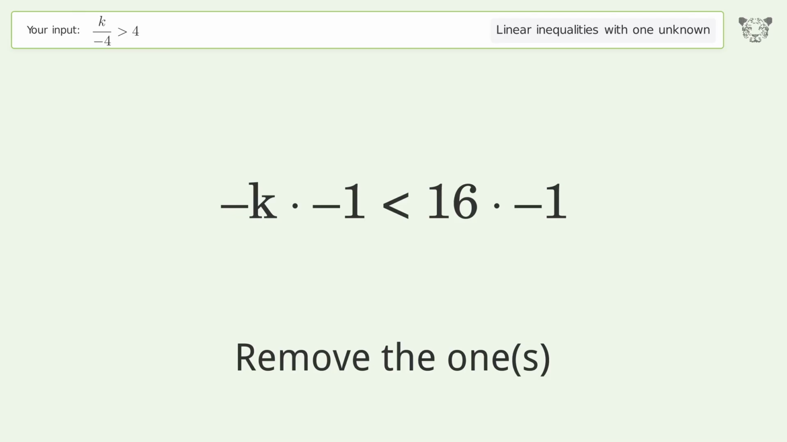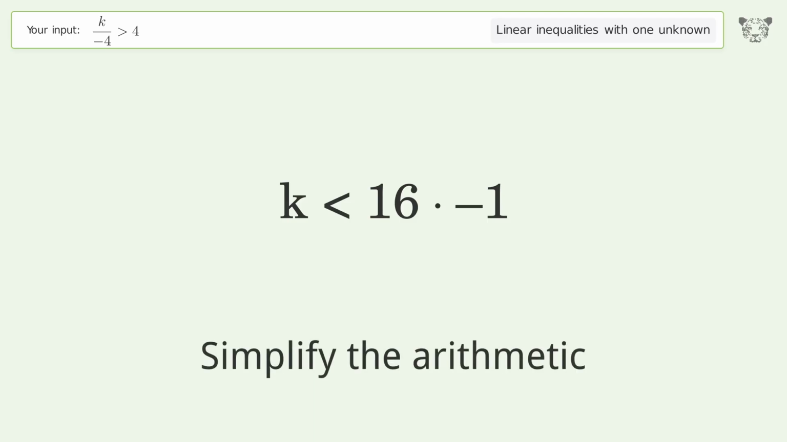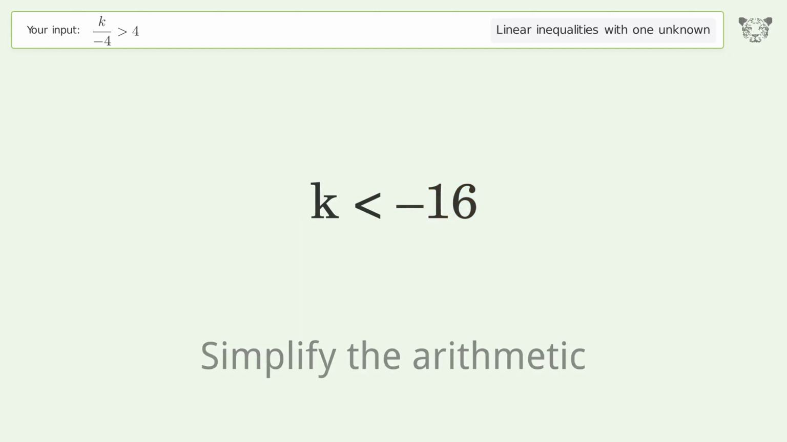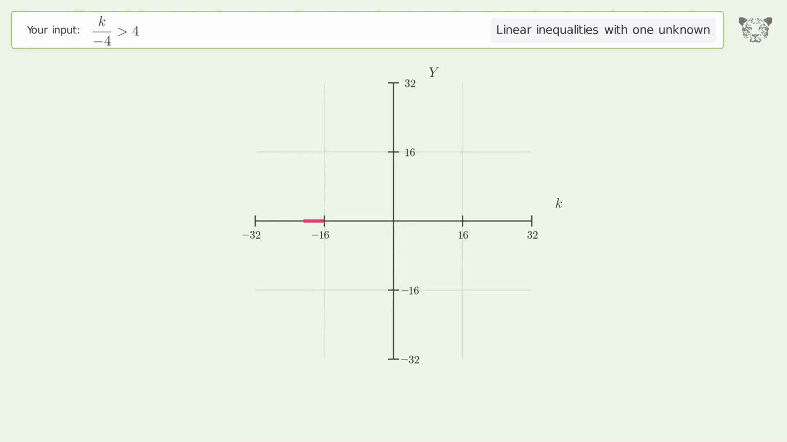Remove the ones. Simplify the arithmetic. Plot the solution on a coordinate grid. And so the final result is k smaller than -16.